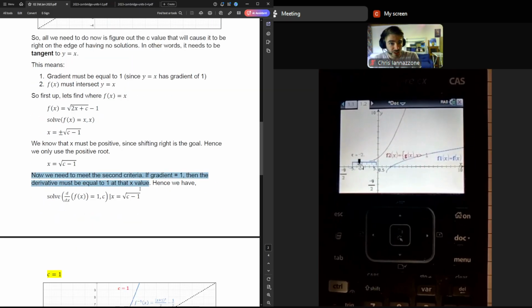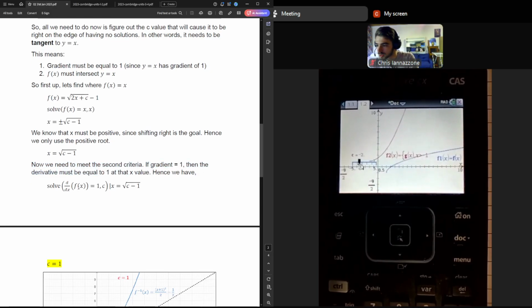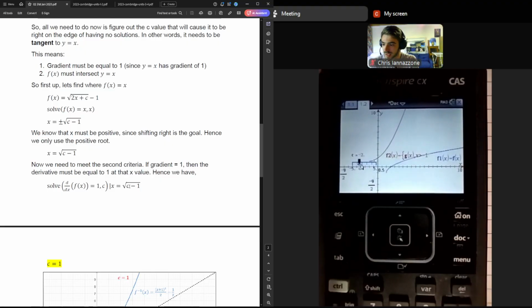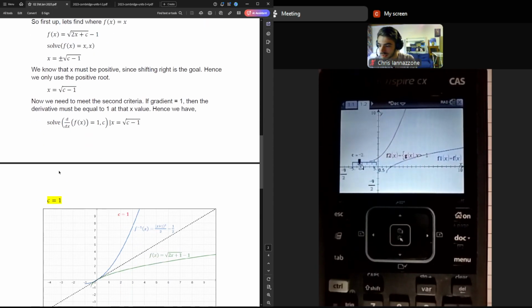All we do from here is try to meet the second criteria. So we want the derivative to be equal to 1 at that spot, and we're trying to figure out what c value will achieve that. A nice shorthand way of doing it on the CAS is just like this. We say the derivative of our function has to be equal to 1, we're solving for c, and we want to have the conditional that x is equal to root c minus 1. Now you can go through and sub in x, like you could do the derivative first, then sub in your x, and so on and so forth. This is just a one-liner way of doing it. That's all that's really being done there. When you do that, you're going to get c equals 1.